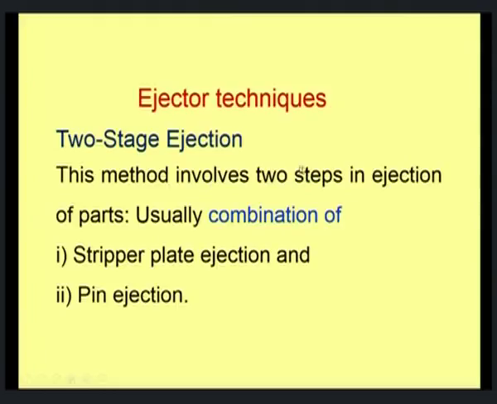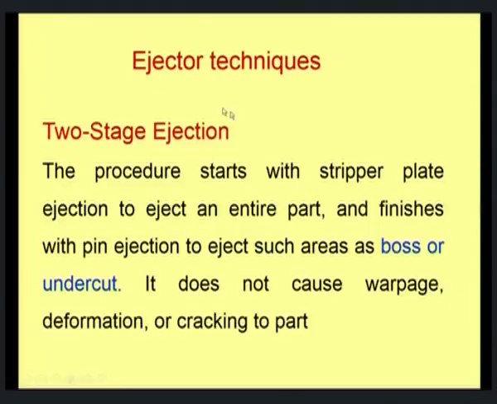But then this method normally involves 2 steps in ejection of parts. It consists of a stripper plate as well as pin ejection. The procedure starts with first the stripper plate ejection to eject an entire part, and then it is finished with pin ejection to eject such areas as boss or undercut.